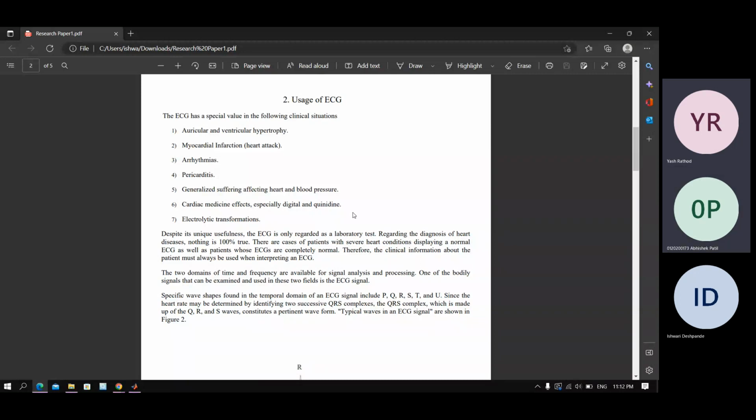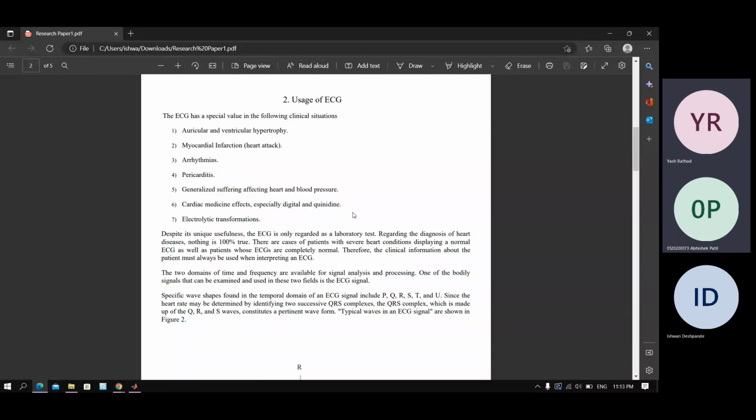Nothing is 100% true. There are cases of patients with a severe heart condition displaying a normal ECG, as well as patients whose ECGs are completely normal. Therefore, the clinical information about the patient must always be used when interpreting an ECG.